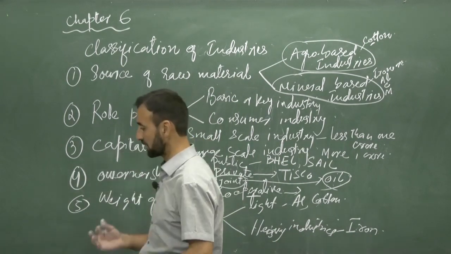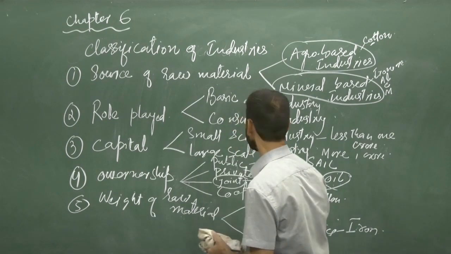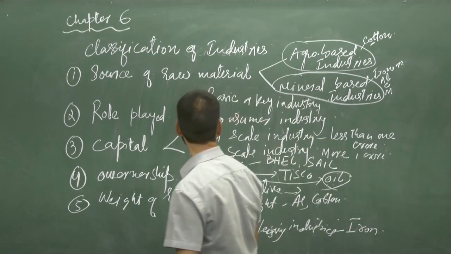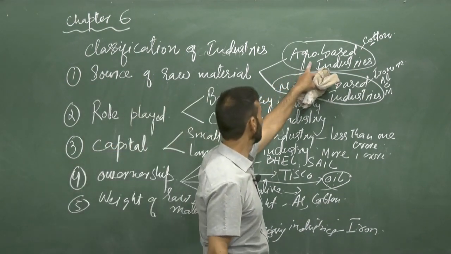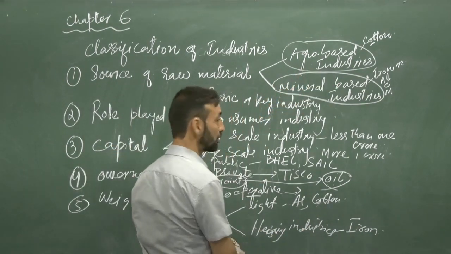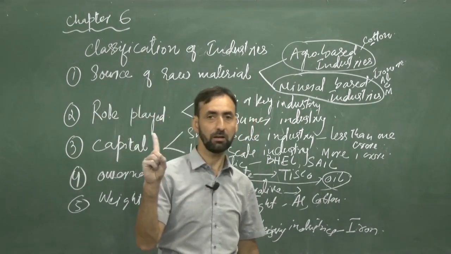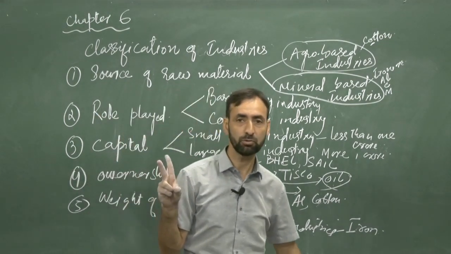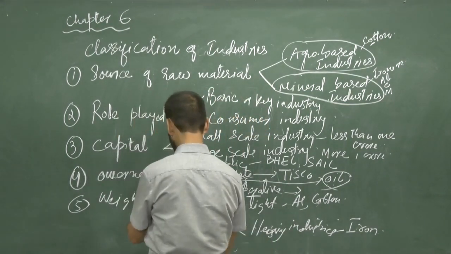Now this was the classification of industries. Now we will move towards the industries according to this classification. First of all, we will discuss agro-based industries. In agro-based industries, we have to discuss three industries: cotton textile industry, jute textile industry, and sugarcane, which are known as textile industries.